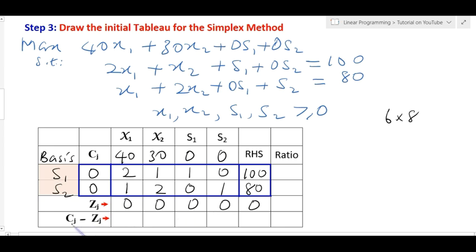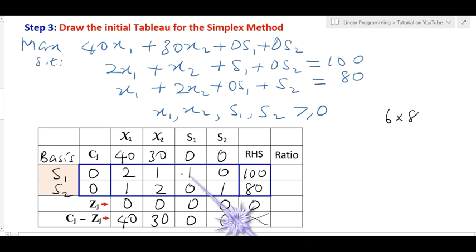Then to get the CJ minus ZJ row, subtract the ZJ row from the CJ row. So we have 40 minus 0, will give us 40 here. 30 minus 0 will give us 30. 0 minus 0 will be 0. 0 minus 0 will be 0. That's it. There's nothing here. You leave this place. You don't write anything here. This is the CJ minus ZJ row. Don't write anything here.